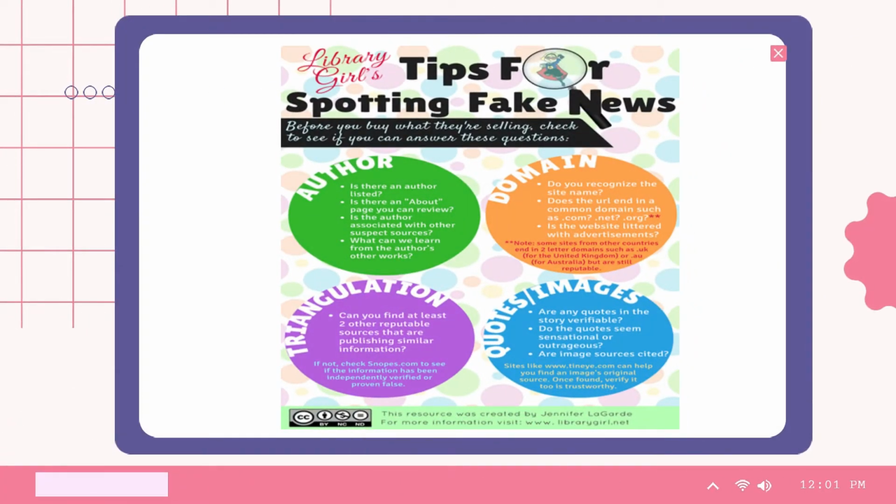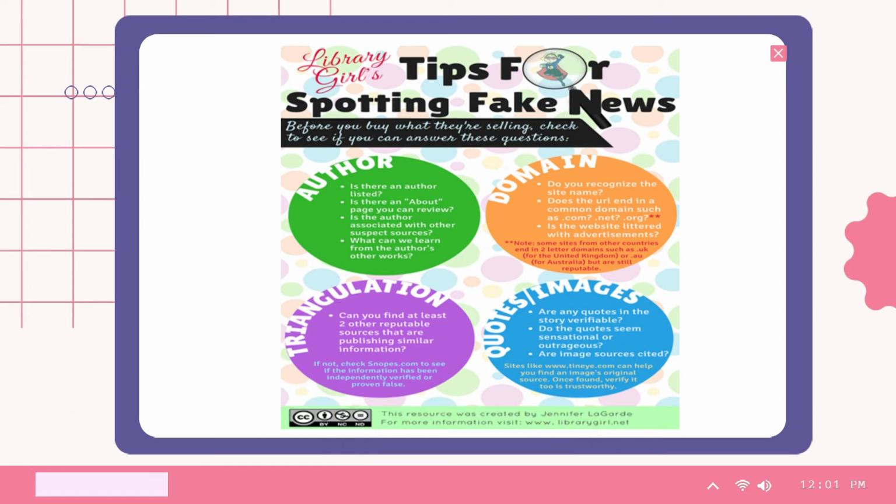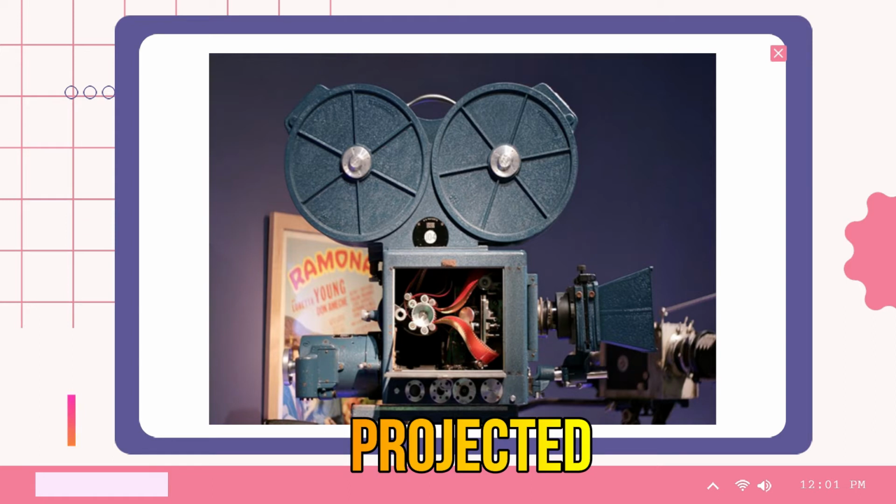Next, this is a poster about the tips for spotting fake news. A poster is an example of non-projected visual media. And last, this is what they used in the old cinemas, where they use negative films, or we call it film strip. A film strip is an example of projected visual media.